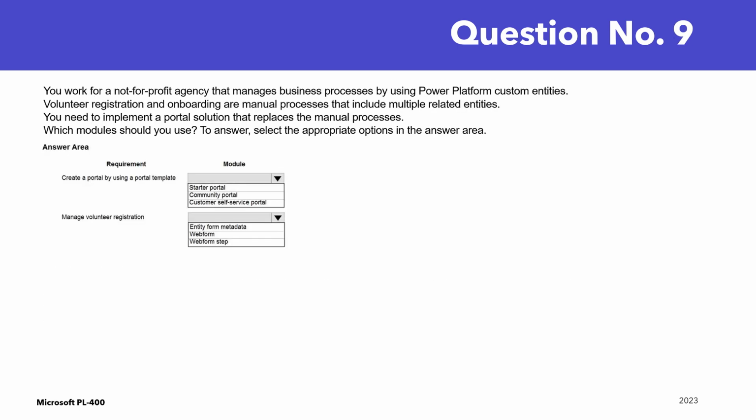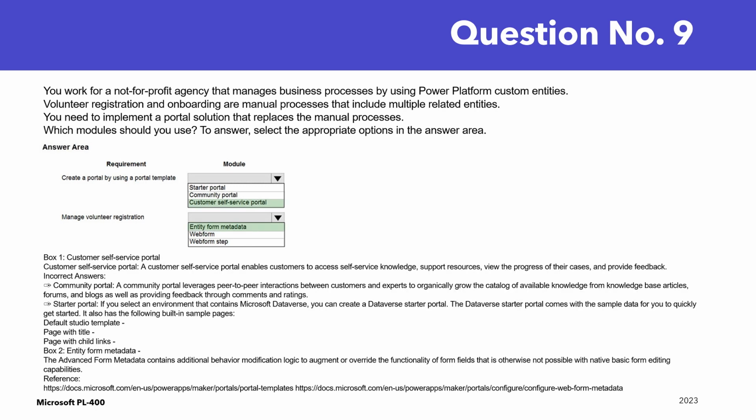You work for a not-for-profit agency that manages business processes by using Power Platform custom entities. Volunteer registration and onboarding are manual processes that include multiple related entities. You need to implement a portal solution that replaces the manual processes. Which modules should you use? To answer, select the appropriate options in the answer area. Requirement: create a portal by using a portal template module, customer self-service portal. Requirement: manage volunteer registration module, entity form metadata.